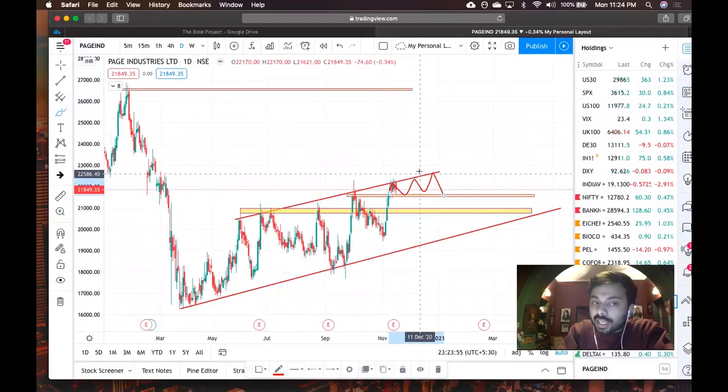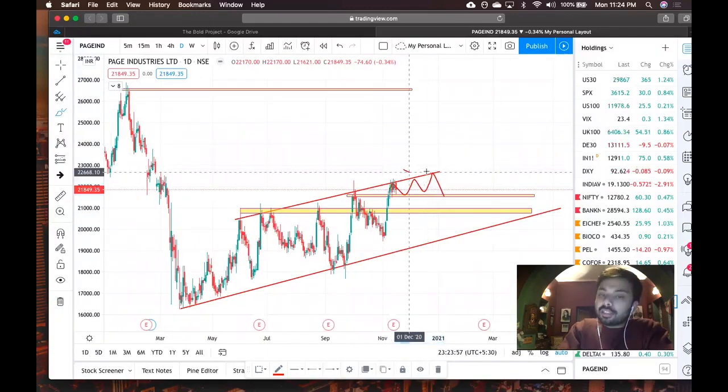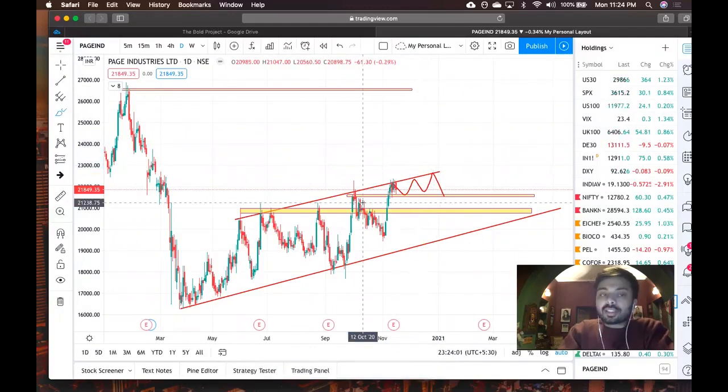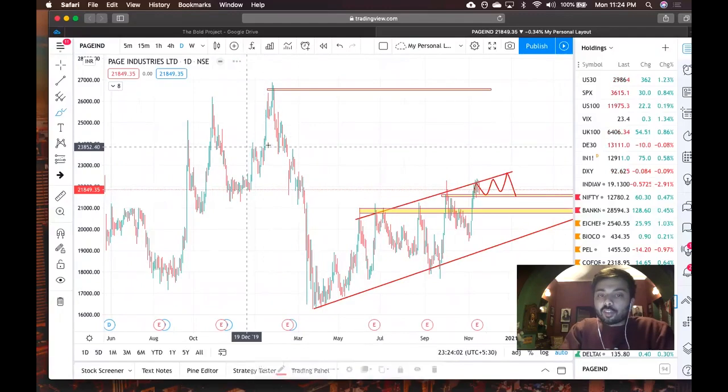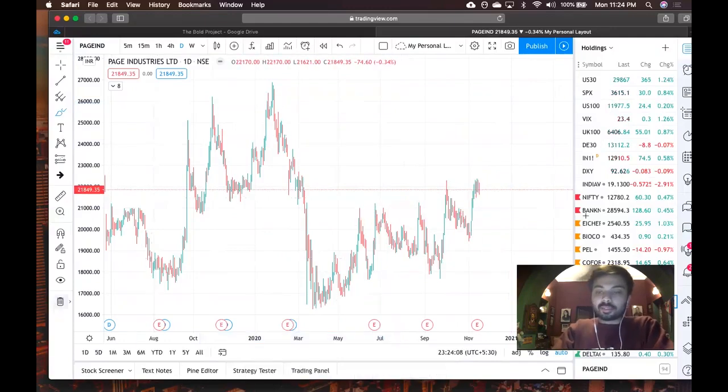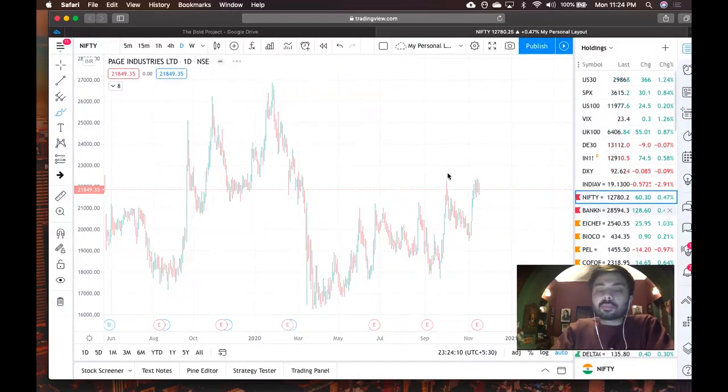Now, if this diagonal resistance is also broken, then it is a breakout. We are heading towards 26,000 levels. So you will get some kind of resistance from these levels, etc. Hope things are making sense. Let's look at the chart of Nifty.